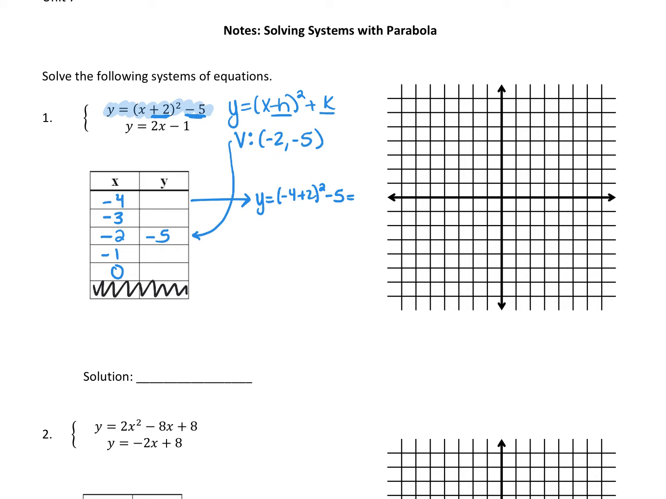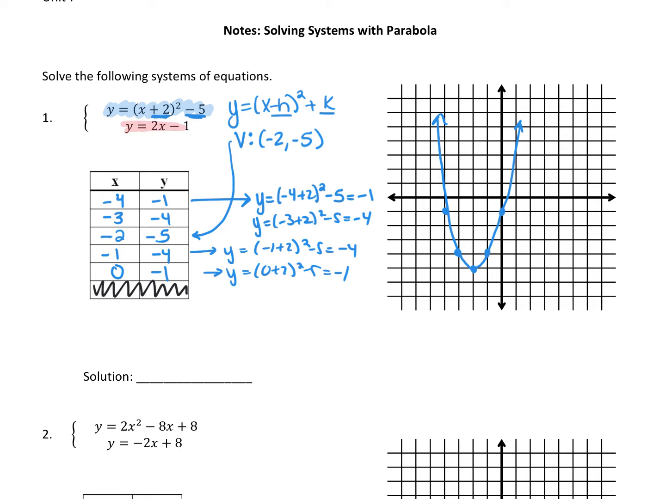and I would get -1. I would put (-3 plus 2) squared minus 5, and I would get -4. I would put (-1 plus 2) squared minus 5, and I would also get -4. And I would get (0 plus 2) squared minus 5, and I would get -1. So I'm going to plot these points: (-4, -1), (-3, -4), (-2, -5), (-1, -4), and (0, -1) to plot my parabola.